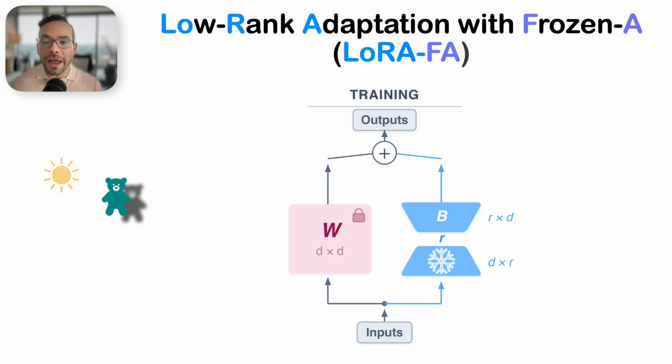So LoRA-FA cuts the trainable parameters by half, and you save the memory that training A would have cost too. You're now giving up a little expressiveness, since B is now working from a fixed random subspace rather than a learned one, but in practice the accuracy barely moves, so it doesn't matter much.